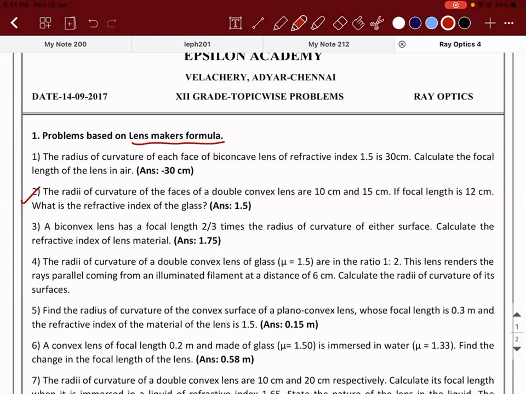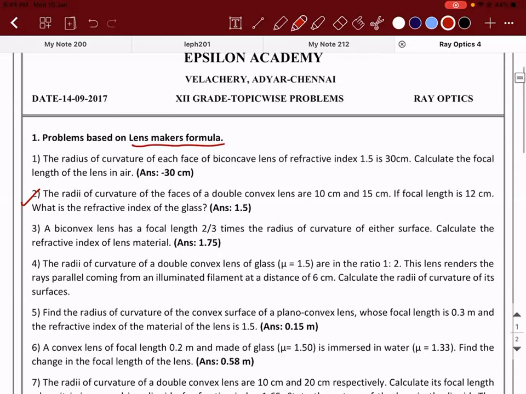Sir, I'm getting 1.5. 3 by 2. Correct. Yes, sir, 3 by 2. You took the proper sign convention. So focal length of a convex lens is positive. R1 is positive first and R2 is negative. So 15 centimeter is negative. Correct? Yes, sir.